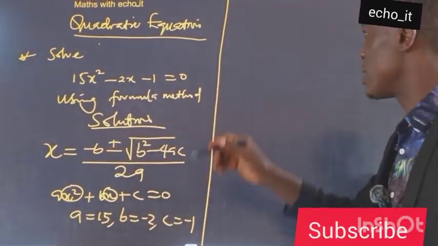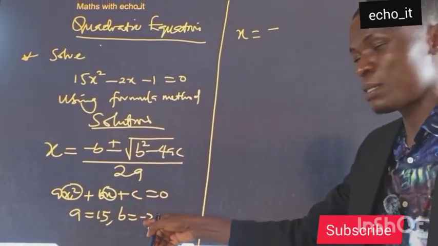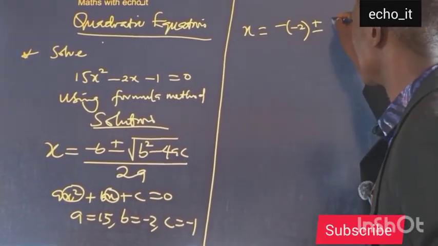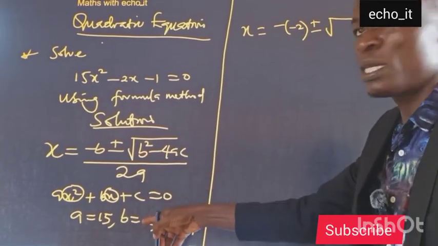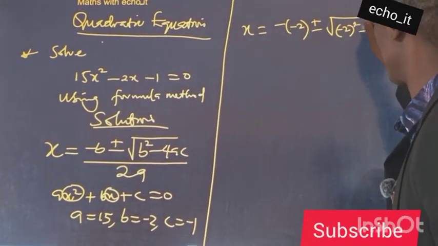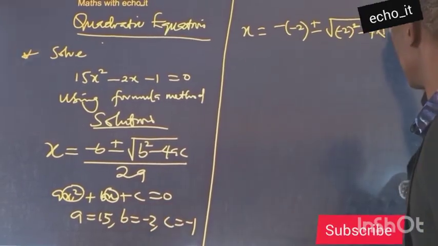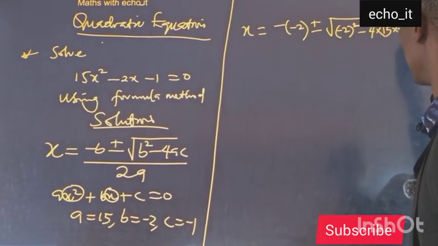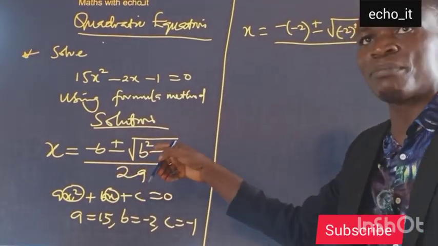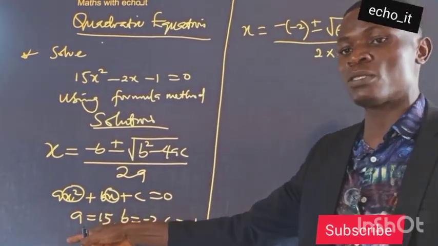Once you plug that in, we have x equal to minus, what is our b? Minus 2. So we have open bracket minus 2, plus or minus the square root of minus 2 squared minus 4 times a times c. A is 15, c is minus 1. Everything over 2a, that's 2 times 15. Our a is 15, don't forget.